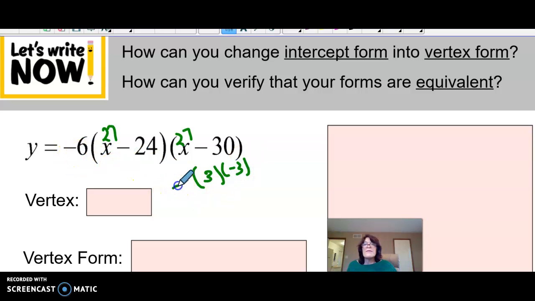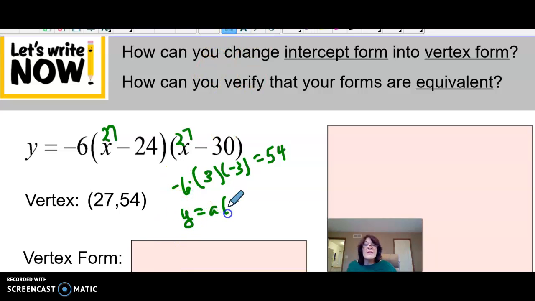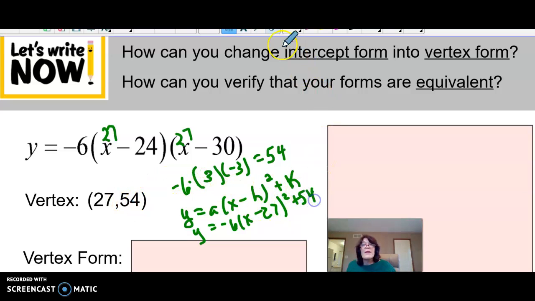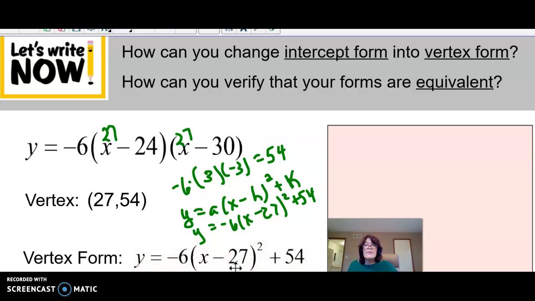Of course, I had this negative 6 out front as well. So negative 9 times negative 6 is 54. So we get (27, 54) as our vertex. Think vertex form, that was the very first one we learned. a times x minus the x-coordinate of our vertex squared plus the y-coordinate of our vertex. We already knew a was negative 6. We just found our vertex to be 27. That's our h, 54 is our k. Okay, so that's how to change to vertex form.